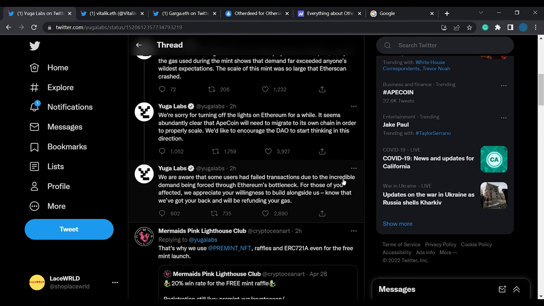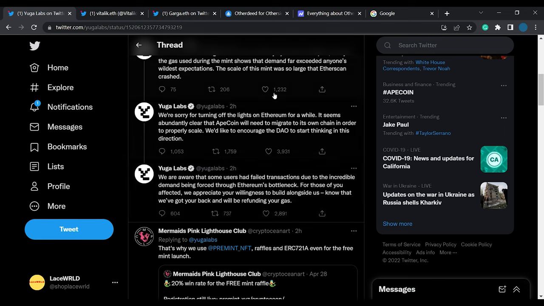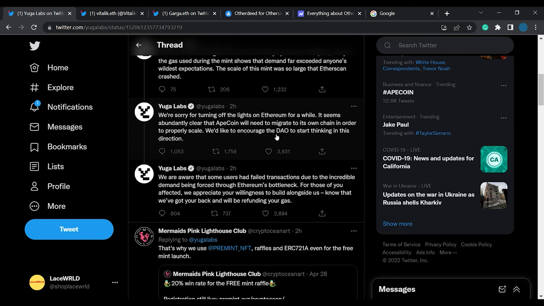They go on in later tweets to say that they will refund people that lost the gas war. This is a very, very important set of tweets right here. They basically said Ethereum is trash, we're building our own stuff, and Ethereum is the reason why their drop wasn't a success. Now, when I say that it wasn't a success, let me back that up.